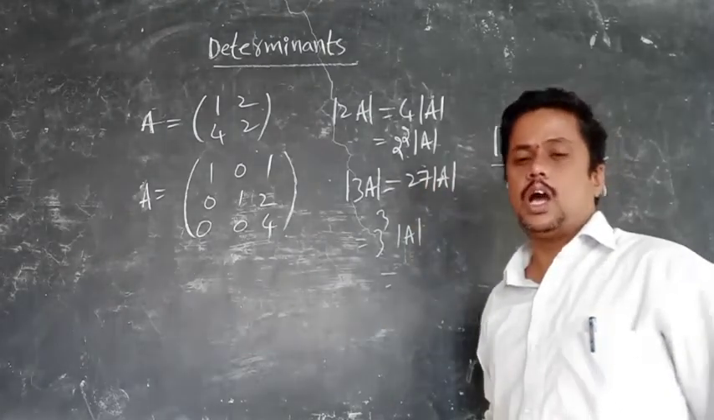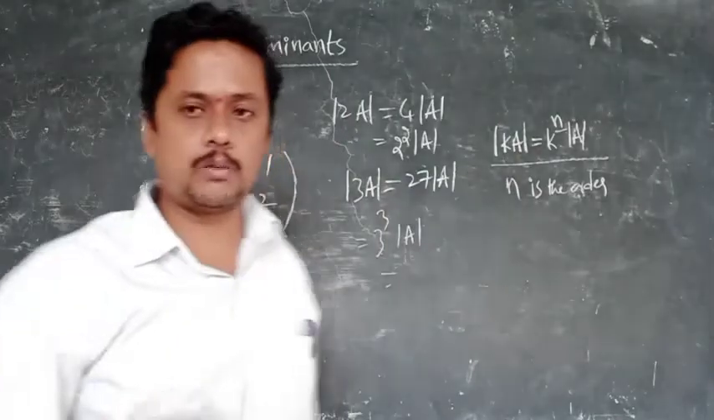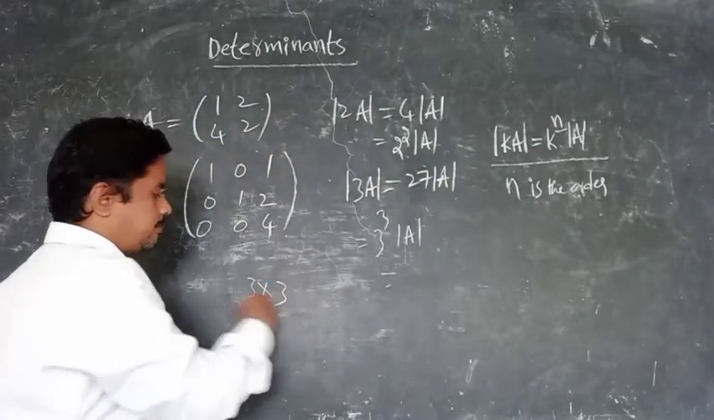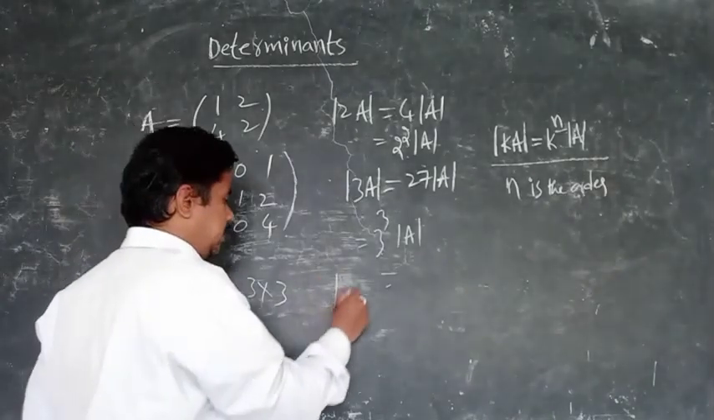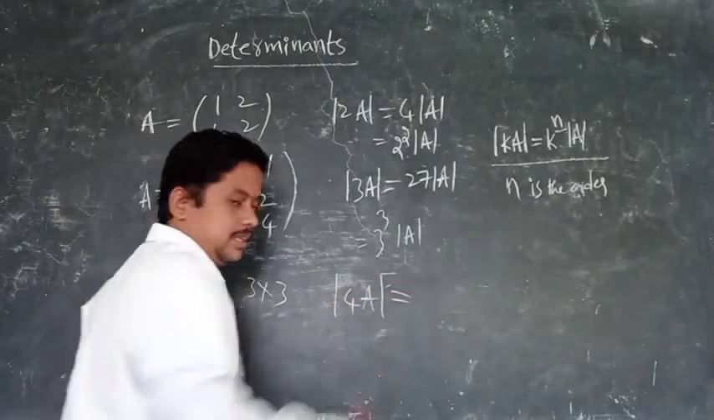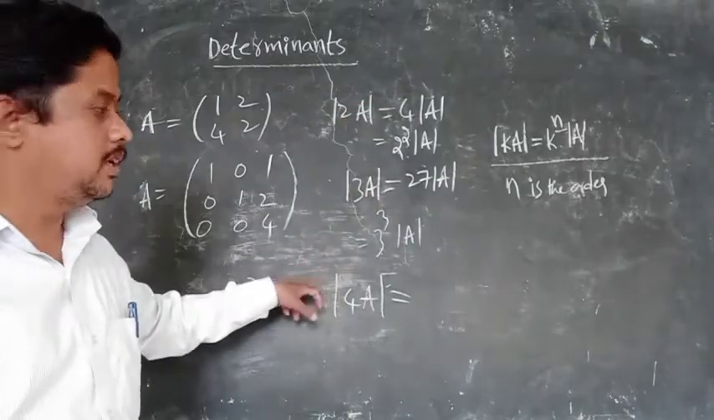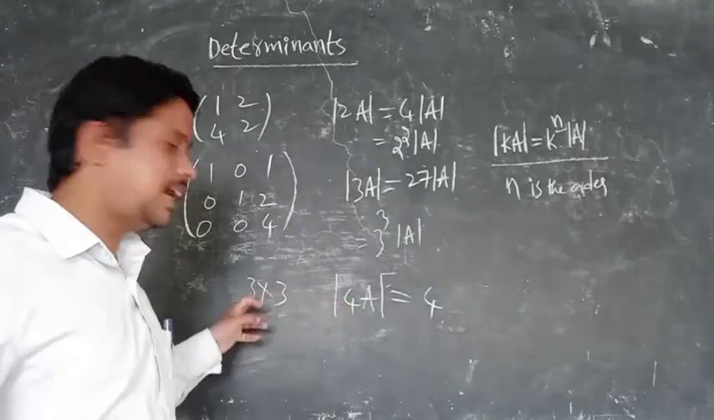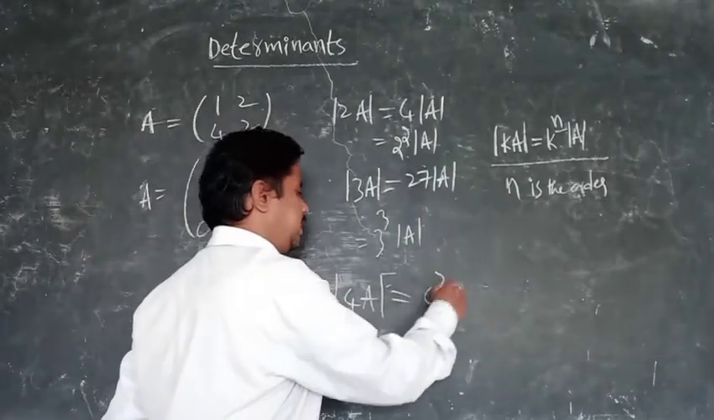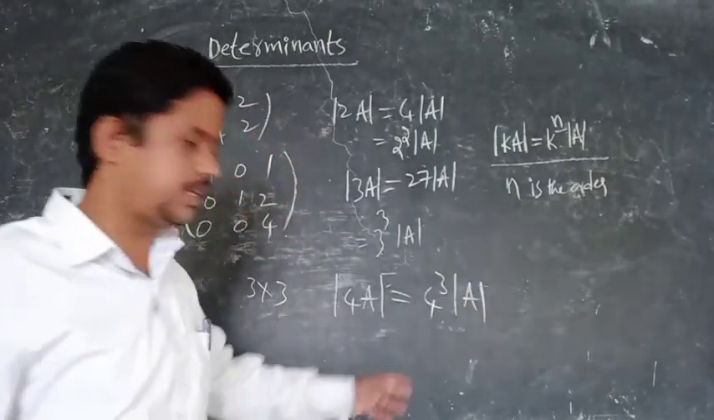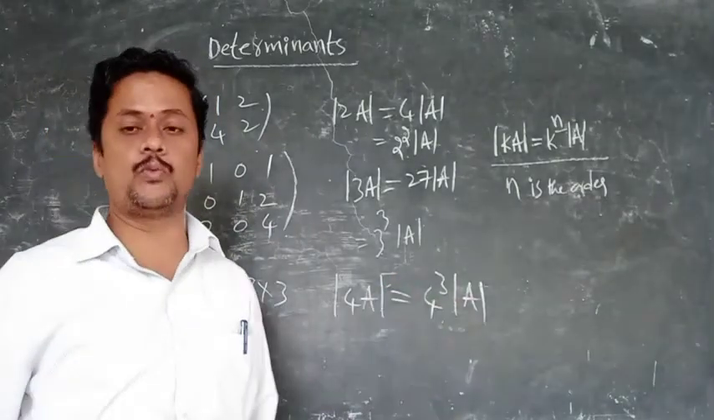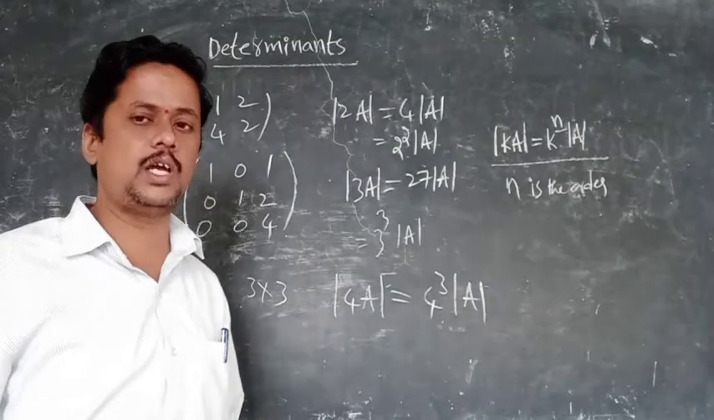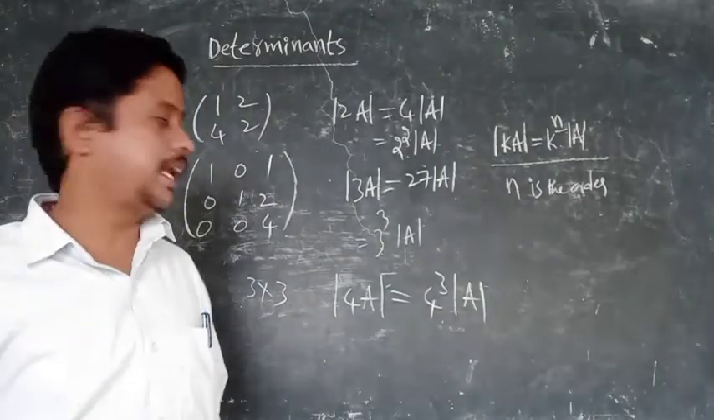So I will give you another formula also. The matrix is a 3 by 3 only. Det 4A, what is that? Det 4A is 4 to the power of what? What is the order? 3. So 4 to the power of 3 into det A. Like that you have to simplify 4 cube: 4 into 4 into 4. 4 into 4 is 16, 16 into 4 is 64, into det A. Like that you have to simplify.